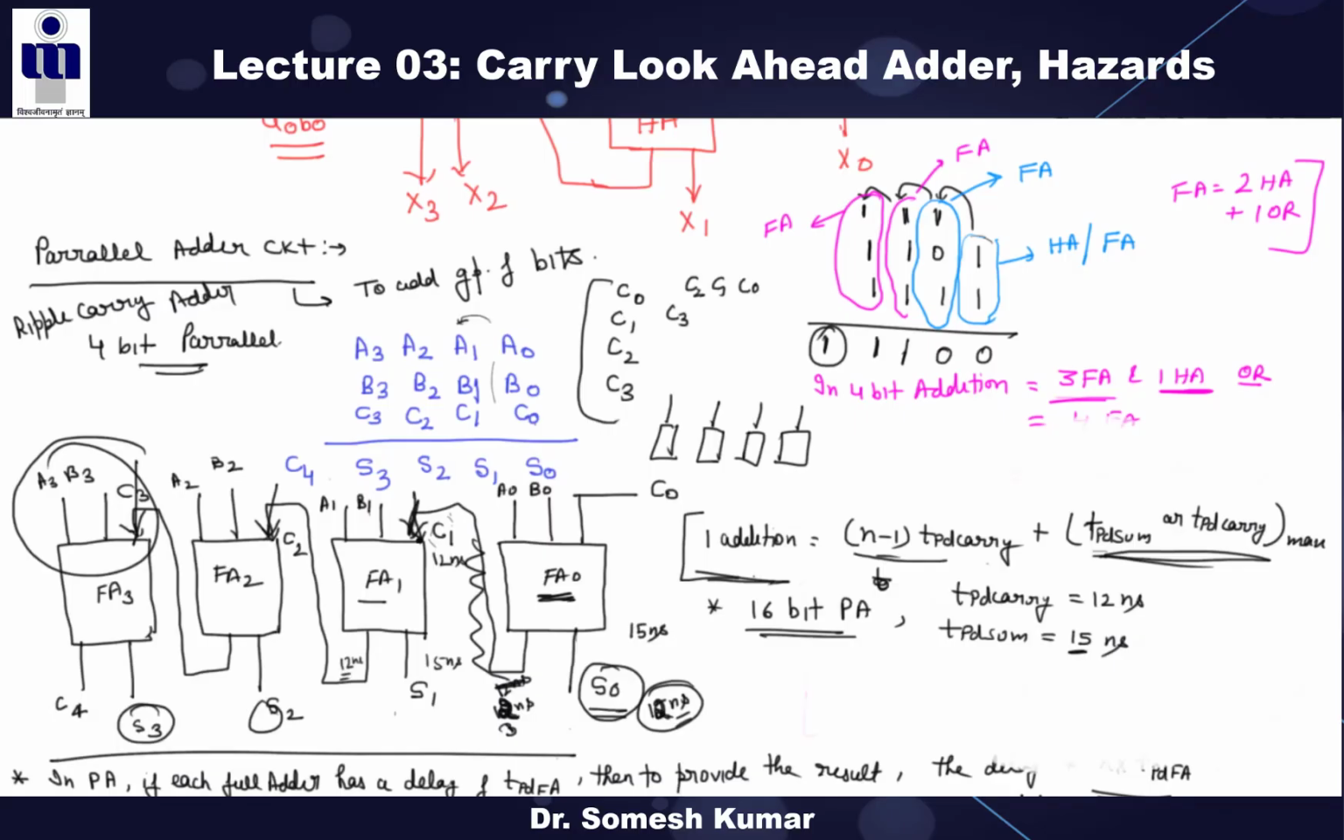This is your 4-bit parallel adder circuit, right? Every time the number of bits is increased, the time taken for the carry and for the overall sum operations increases, right? So this is the main disadvantage of this ripple carry adder or parallel adder.